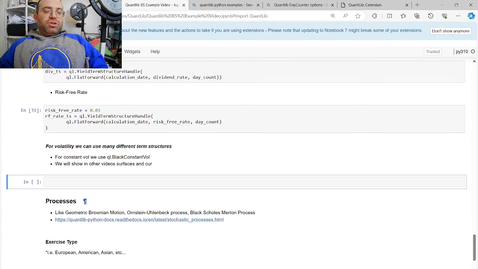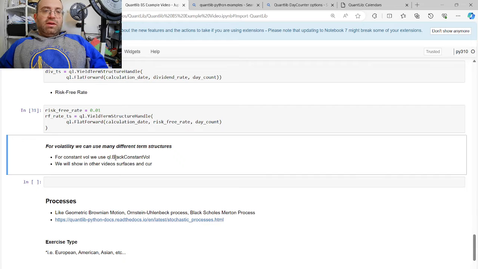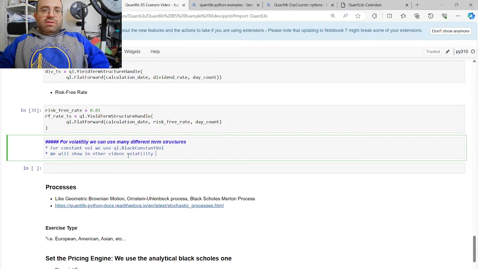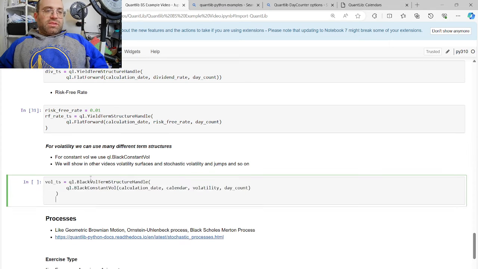Okay, and the Black-Scholes model assumes constant volatility. So of course we are going to do constant volatility for now. But in the future we're going to do other videos on volatility surfaces and stochastic volatility and jumps and so on. So we're going to make this much more accurate in general in other videos.